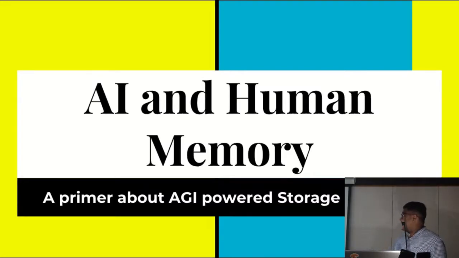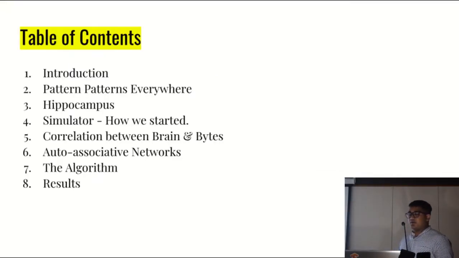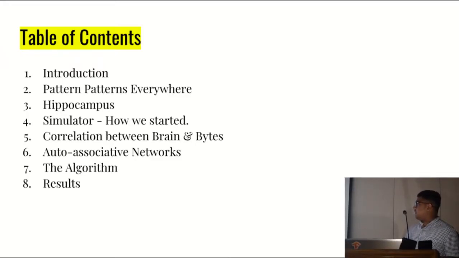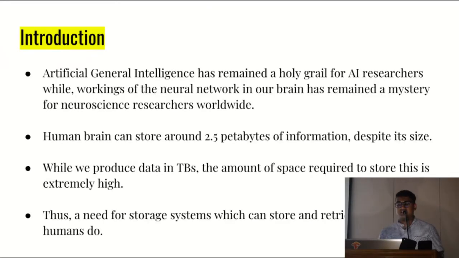Okay. So my topic for today is AI and human memory, and it's basically a primer between what is an AGI system and how you can use it to power storage systems. So it's going to be a pretty straightforward talk. The introduction, what are patterns, what is a hippocampus, how we came about with the entire simulator idea, how we are correlating the simulator between the brain and the computing system, how auto-associative networks work, the current algorithm, and the results of it basically.